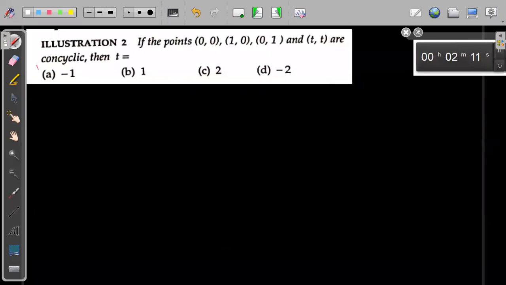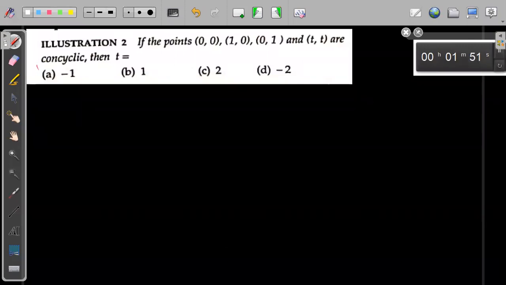Ashwin, it is not a new method. It is the first thing which I've written: x minus a whole square plus y minus b whole square is equal to r square. I've just substituted those 3 points in that, and there you will get the answer. It is exactly the same thing. You just substitute the 3 points.